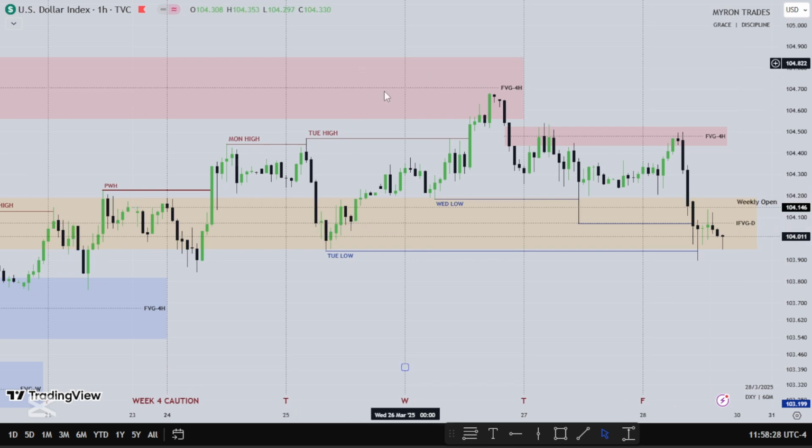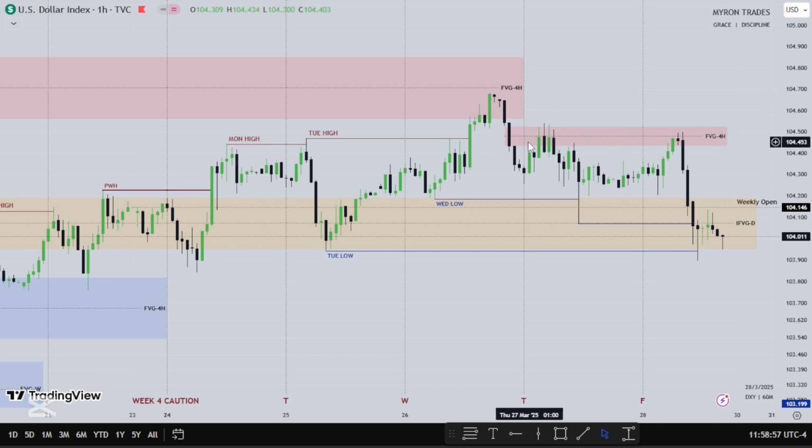Why? Because there was an imbalance on the 4-hour time frame for price to reprice into. So I was hoping price would use this 4-hour fair value gap as a support to go higher, but that was not the case. Price traded lower, found support inside this 4-hour fair value gap. Remember that 4-hour fair value gap? It aligns with this 1-hour fair value gap right here. This candle's low, this candle's high. What did price do?